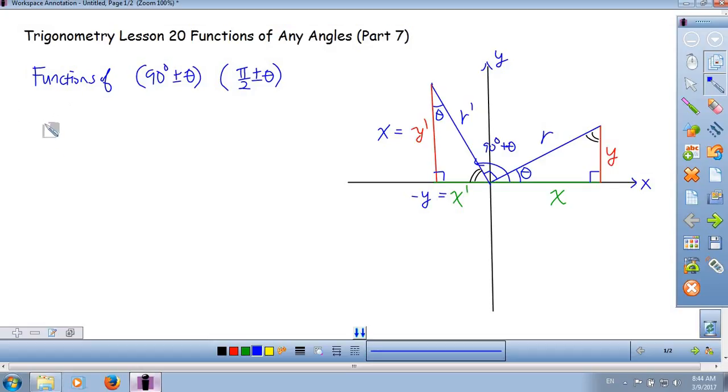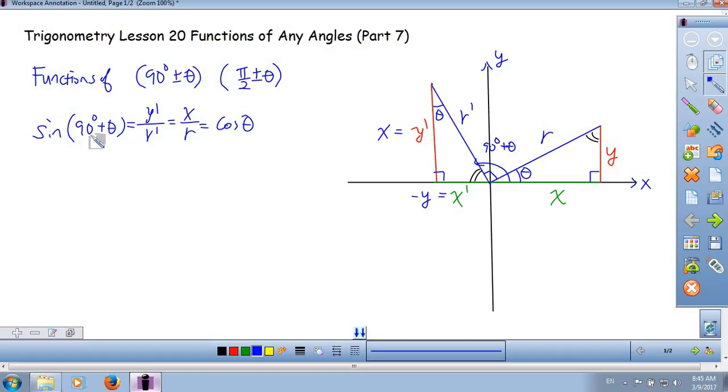Let's go ahead and take a look at what's going to happen here. Sine of 90 degrees plus theta will be equal to y prime divided by r prime. Let me write it out here: y prime over r prime. But y prime is the same as x. It's the positive value here, and r prime is the same as r. So it's the same as cosine of theta.